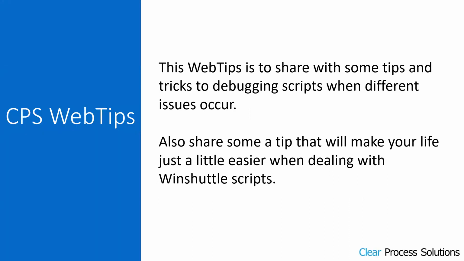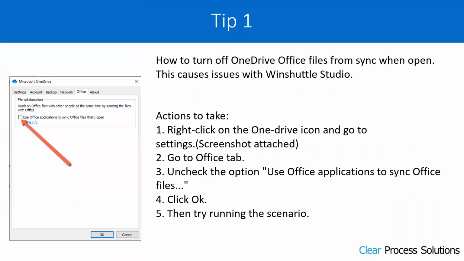This WebTips is going to share some tips and tricks to debugging scripts when different issues occur. We also have one additional tip that we'd like to share with you that will make your life just a little easier when you're dealing with your Winshuttle scripts. So tip one is most of you have probably been onboarded to using the OneDrive platform, and this can cause some problems with Winshuttle. So this tip is going to show you how to turn off OneDrive Office files from syncing when open.